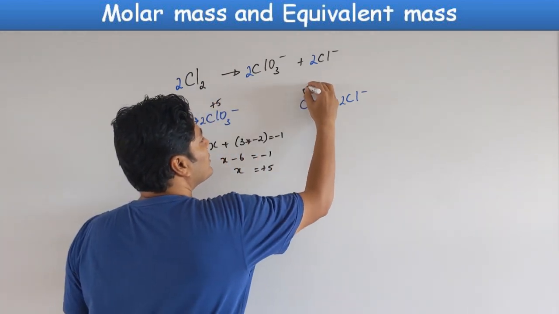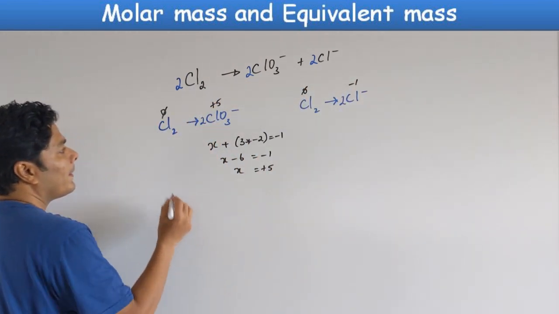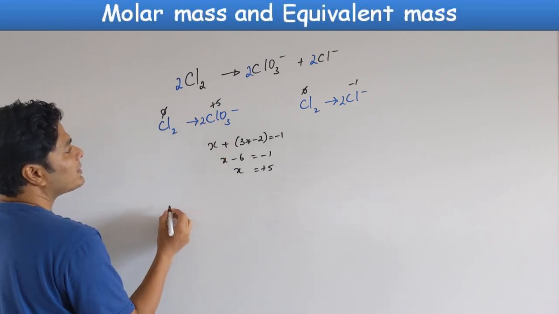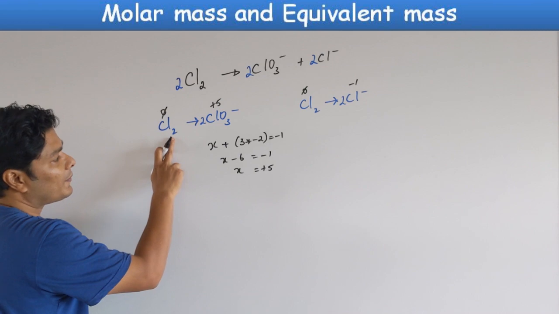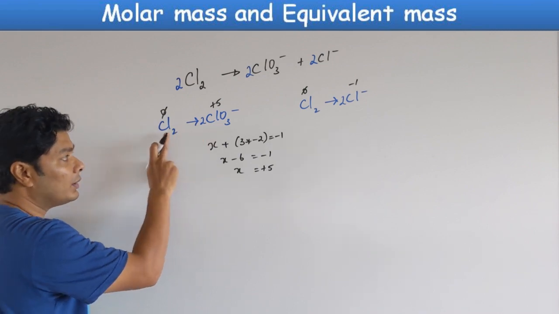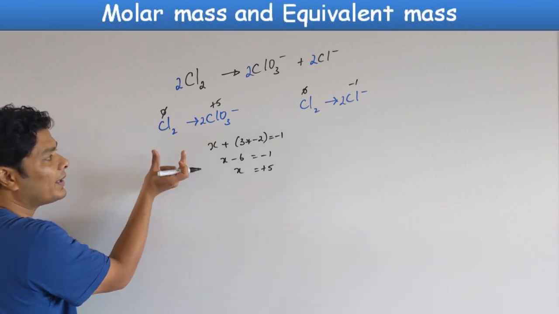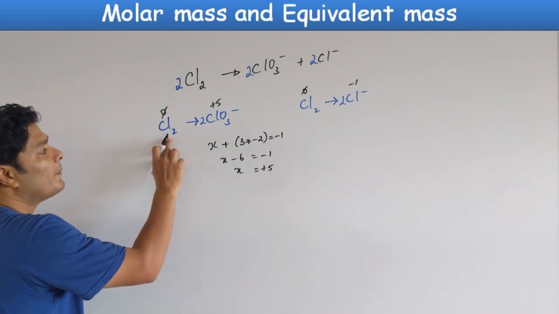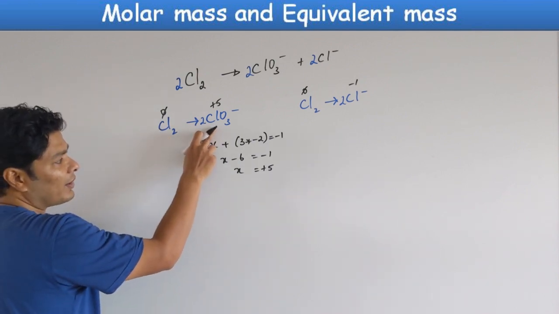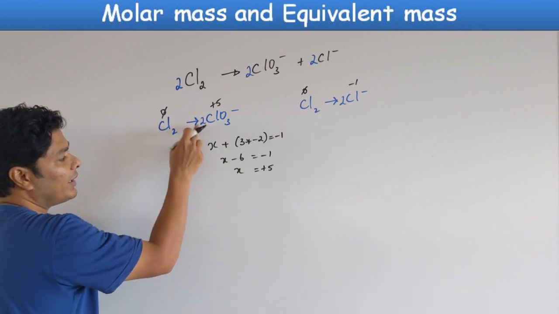So here it is 0, this minus 1. Here, if you see, 0 to 5 is a 5 electron process, and 2 chlorines are present. I never care about this chlorine, this is the most important. I cannot separate it into Cl0, Cl0 doesn't exist, it will be Cl2. So each chlorine is a 5 electron process, Cl2 is a 10 electron process.